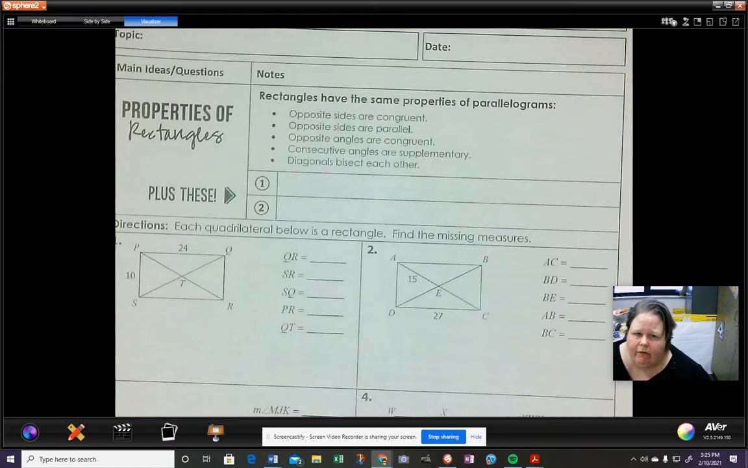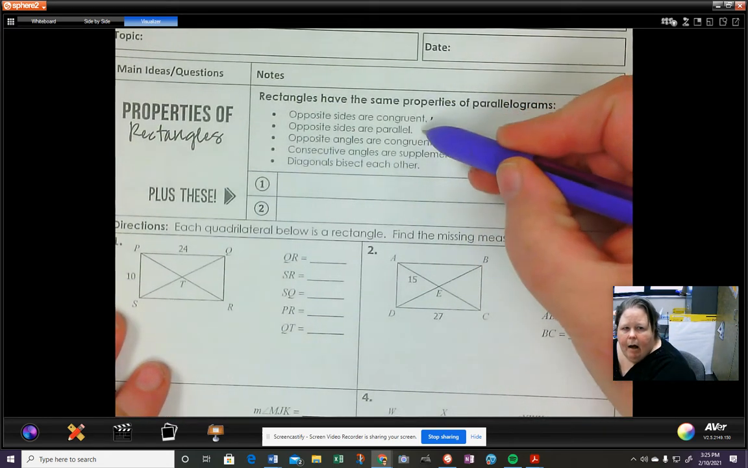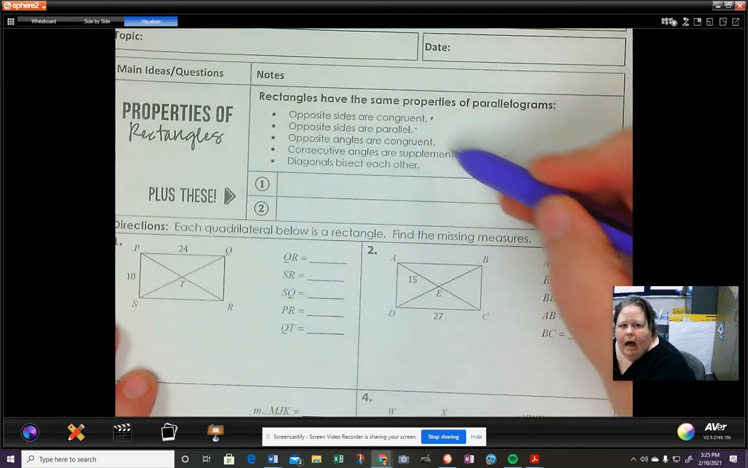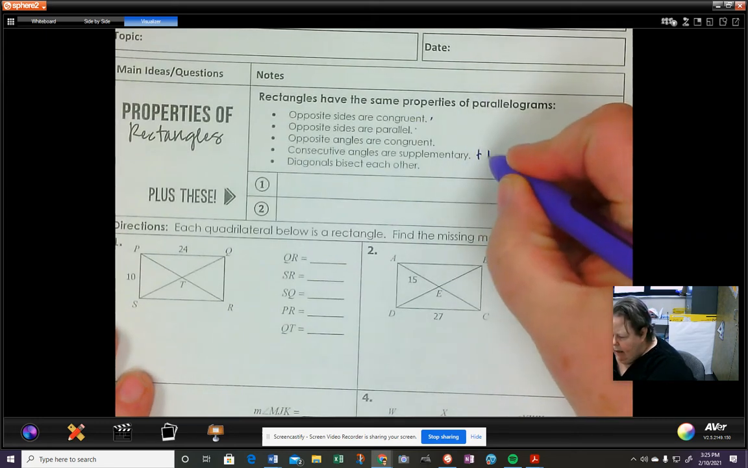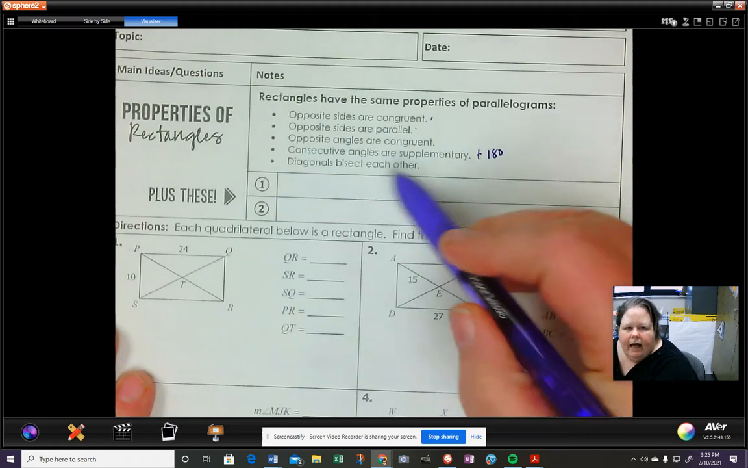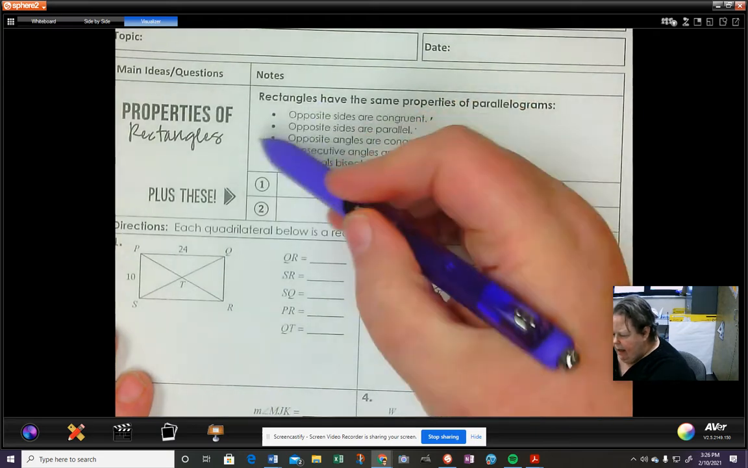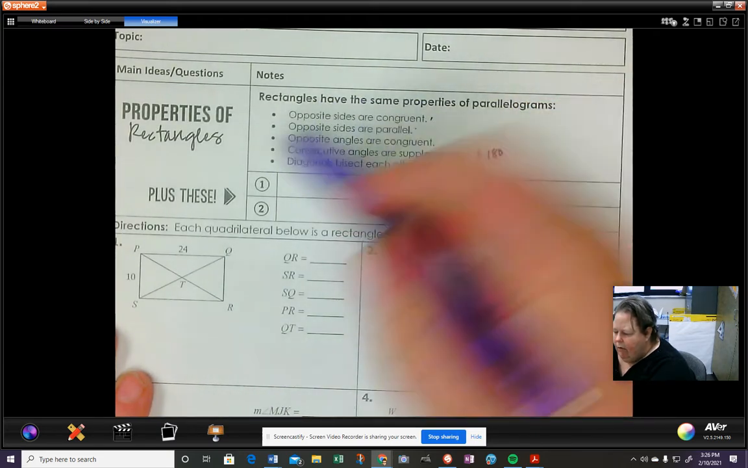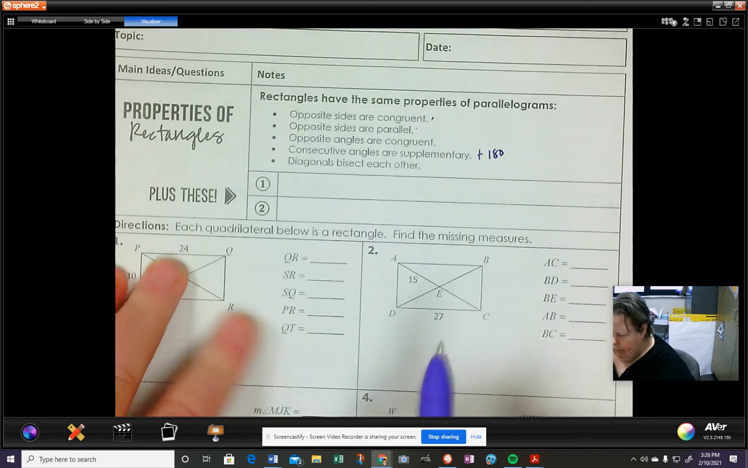First one we talked about was parallelograms. And remember, let's recap what parallelograms had. They had opposite sides congruent, opposite sides parallel, opposite angles congruent, consecutive angles are supplementary, means they add up to 180. And the diagonals bisect each other. So everything that a parallelogram has, rectangles will have. Plus these other two things.